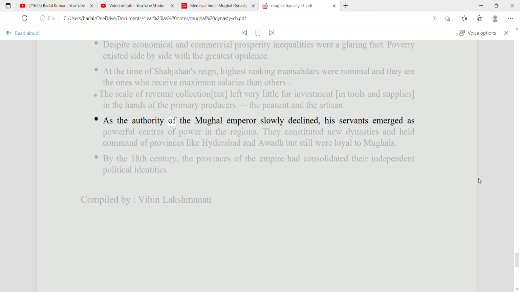As the authority of the Mughal emperor slowly declined, his servants emerged as powerful centers of power in the regions. They constituted new dynasties and held command of provinces like Hyderabad and Awadh, but still were loyal to Mughals. By the 18th century, the provinces of the empire had consolidated their independent political identities.